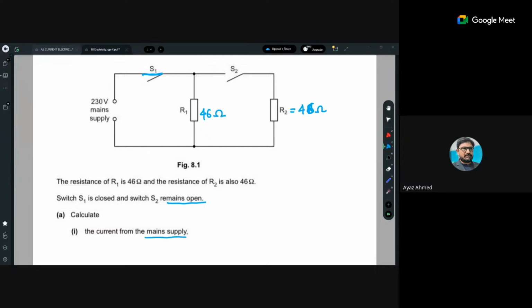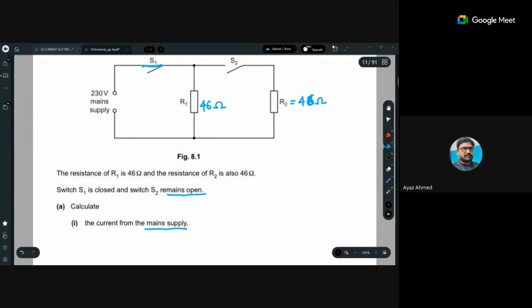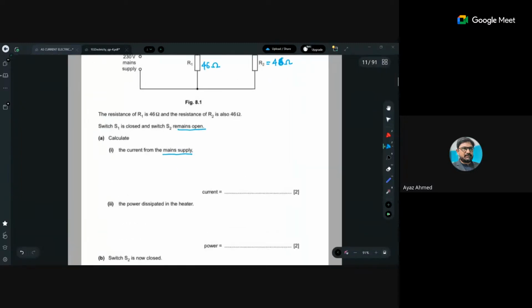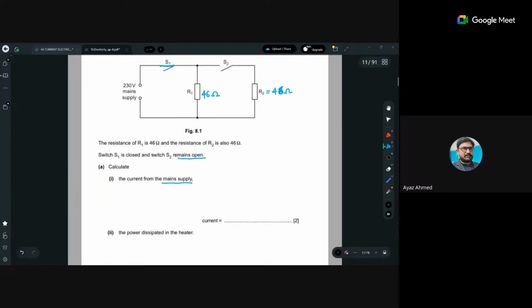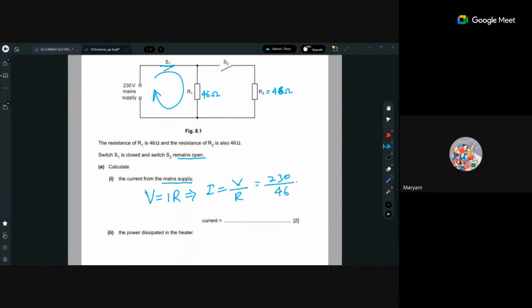The current in the main supply: what you have to calculate is the current in the main power supply, that is, the battery current. So how to do that? Basically only this is the circuit you have to work out. V is equal to IR will help you out, and I is equal to V divided by R. So 230 divided by 46, that will be 5 ampere.